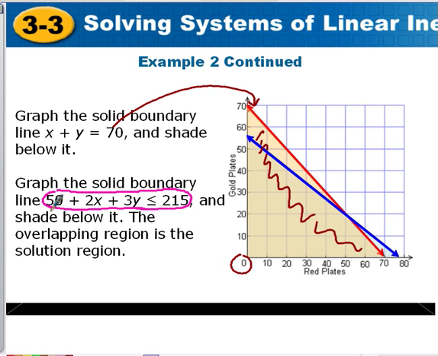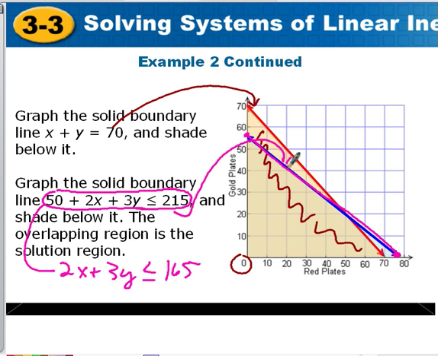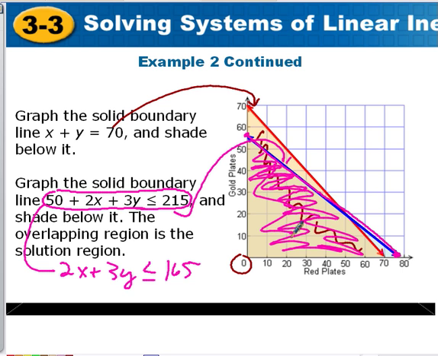Well, I would subtract 50 from both sides to get 2x plus 3y is less than or equal to 165. And then I would find my intercepts by setting my x to 0 and my y to 0. So here's my y-intercept, here's my x-intercept, and this is my line for this equation. And now we know that that also has to be shaded underneath the line.